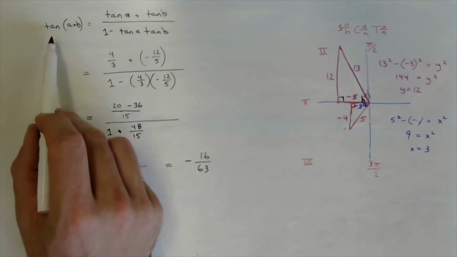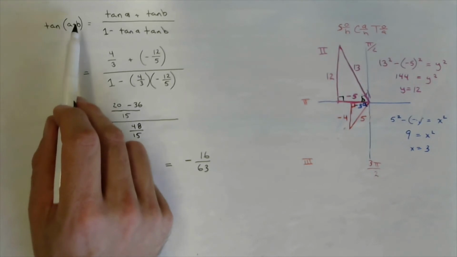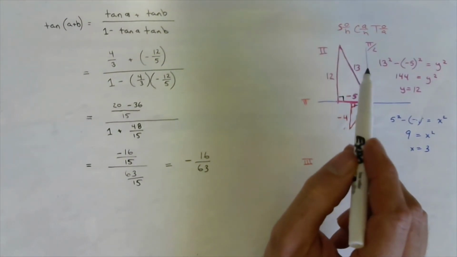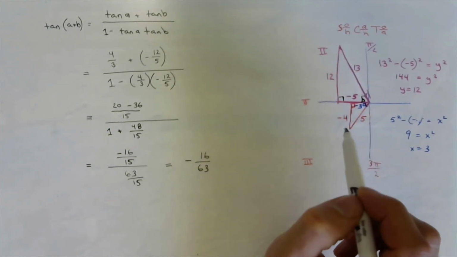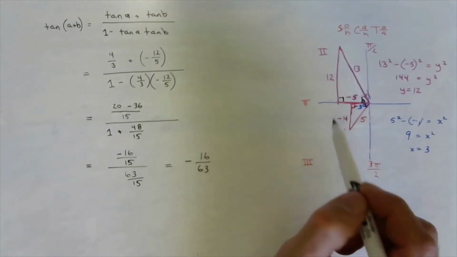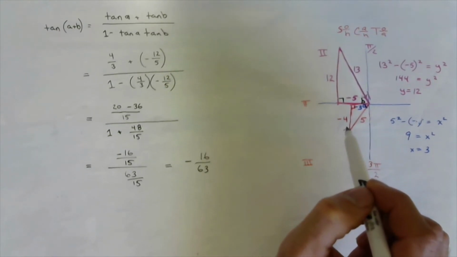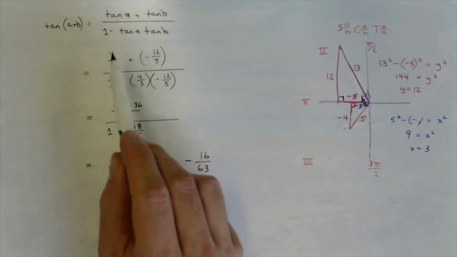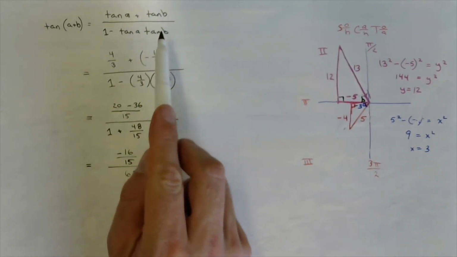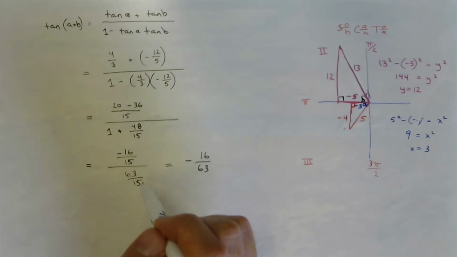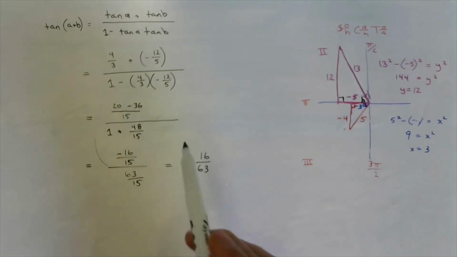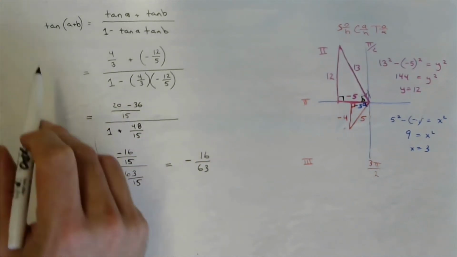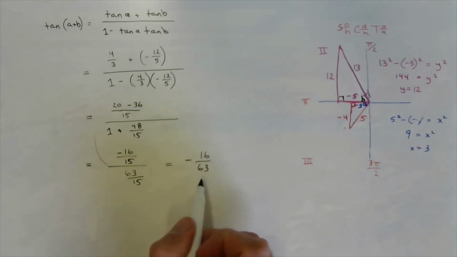That is the tangent of angle A plus B based on the criteria that it gave us for angle A and B. Okay, we drew a diagram, we figured out the missing side in triangle B, figured out the missing side in triangle A using the Pythagorean theorem, and then we subbed in our known values for each trig expression here, and then we used arithmetic carefully to simplify and reduce, and we end up with the tangent of A plus B is negative 16 over 63.